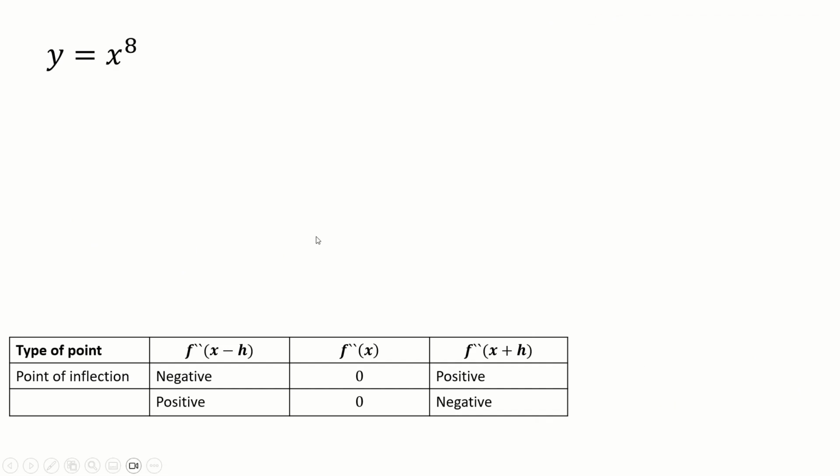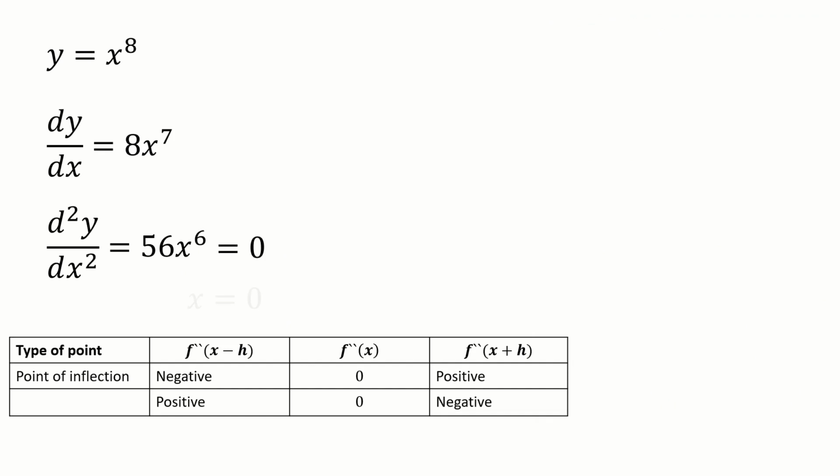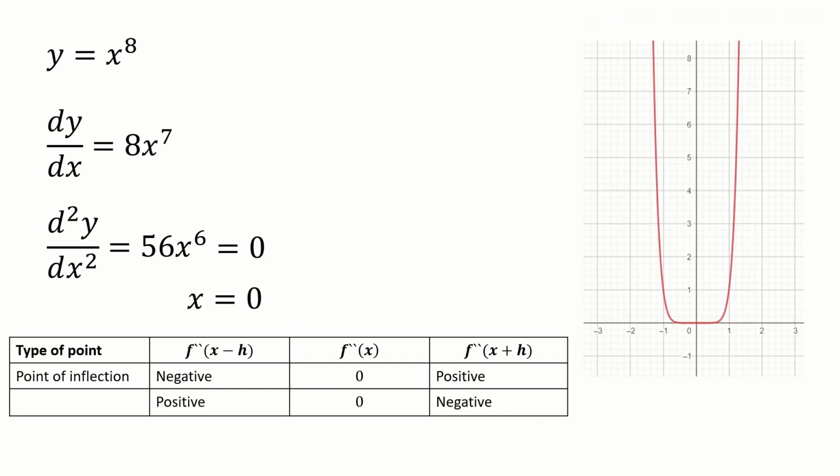Unfortunately, it doesn't end up being that nice all the time. For example, this function here, if we derive again and set to 0, we get x is 0, of course. Now, that's not an inflection point at all. The reason it's not is because it hasn't followed this table. When you put in a slightly negative number, you get a positive here, and when you put in a slightly positive number, you get a positive here. So it goes positive, 0, positive.